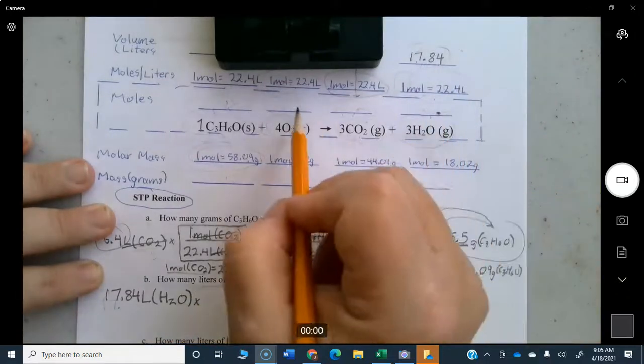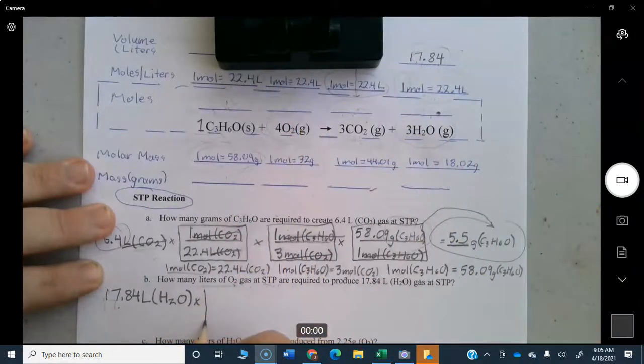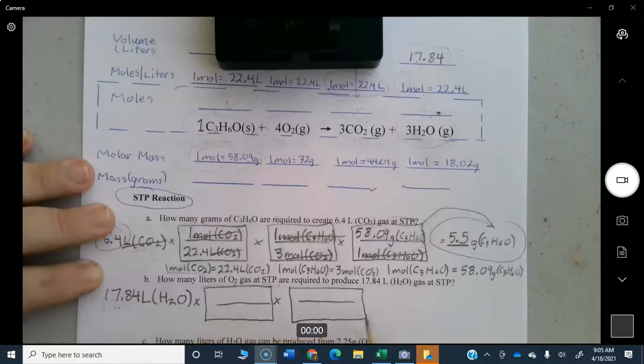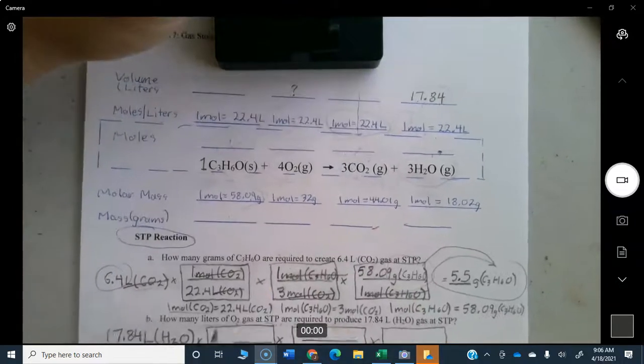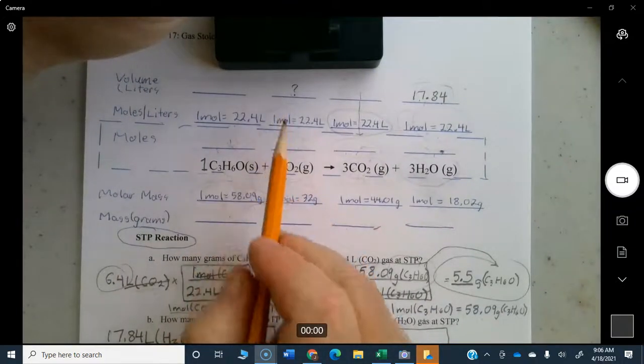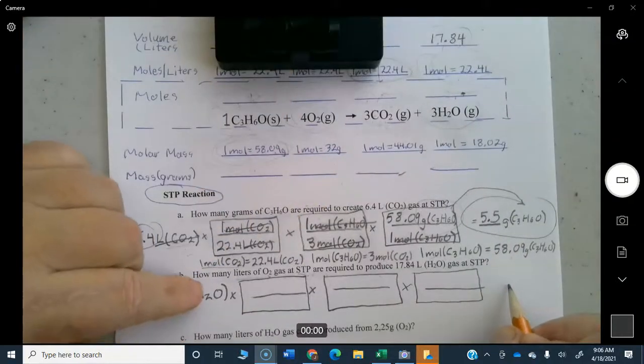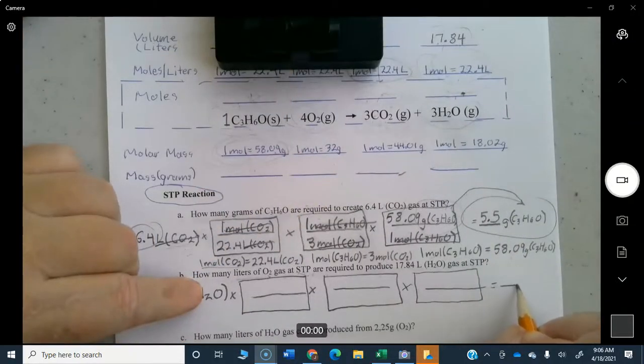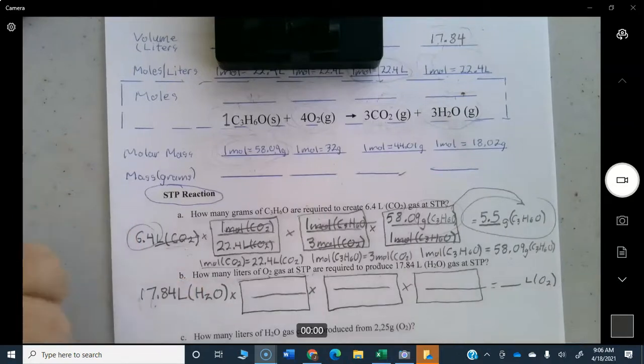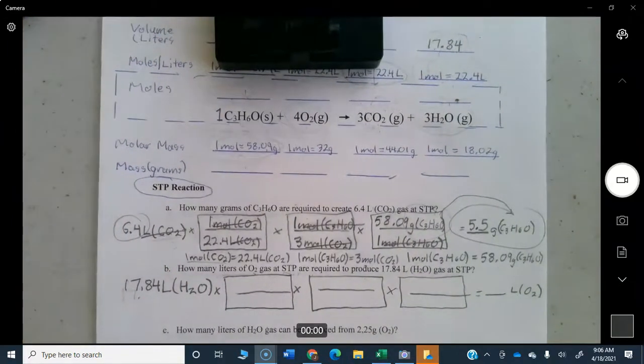And we have 1, 2, 3 conversions, so we can go ahead and draw the 3 boxes here. Okay, and I did a little out of order. My question mark should go over, and that's volume, that's liters of O2, so that comes way over here. Okay, so now we're set up to go ahead and start picking up our conversions.